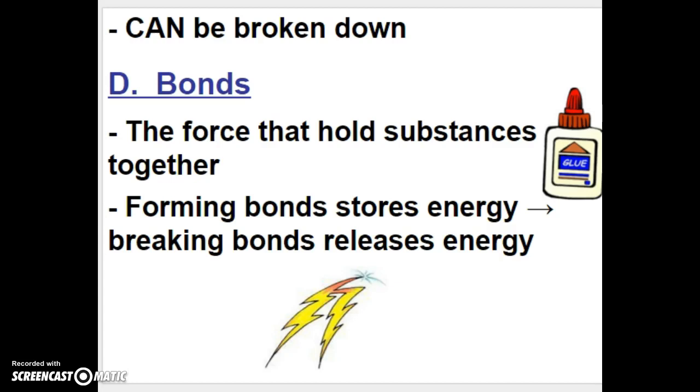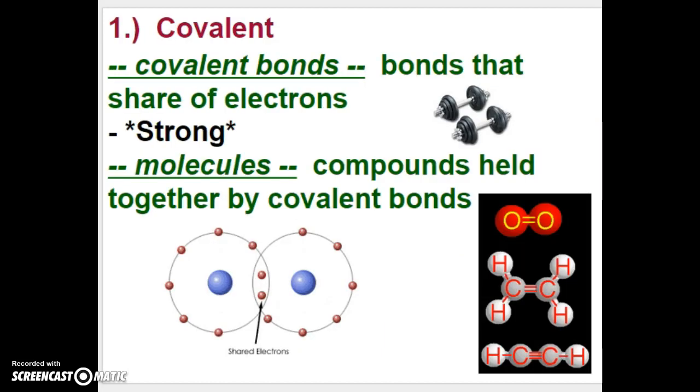So how do we join these elements together? Well, by chemical bonds. Chemical bonds are the force that holds substances together. You can think of chemical bonds as like the glue that holds all matter together. Forming chemical bonds will store energy for that compound or molecule. When the bonds are broken, then that energy contained in those bonds is released. Electrons are the only subatomic particle to be involved in bonding because they are on the outside of the nucleus.